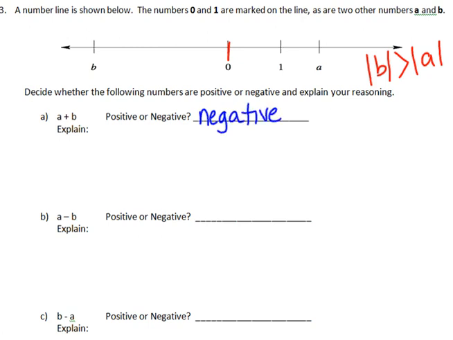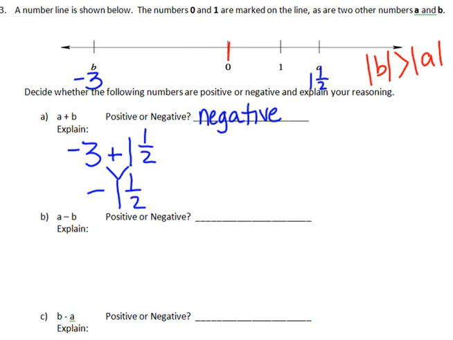Okay, so you can use A and B, or if you want to estimate and say that maybe A is 1.5 and B is negative 3, then you could show that negative 3 plus 1.5 would be negative 1.5, which shows in symbols that it's negative.